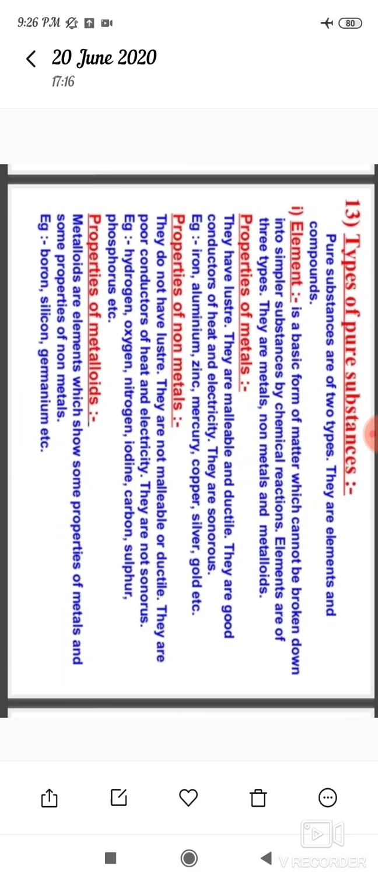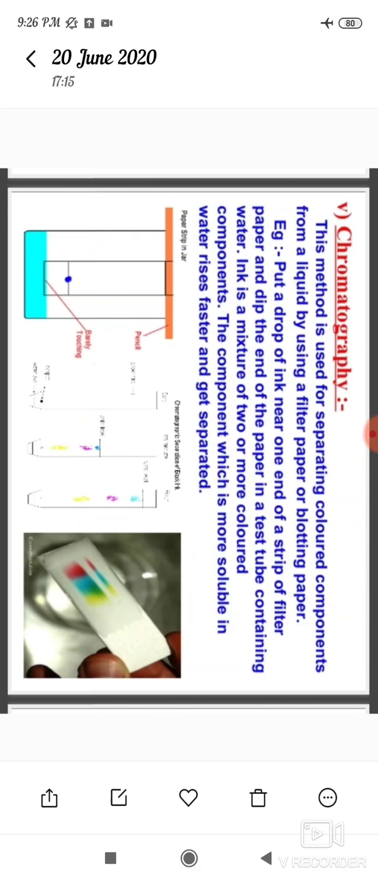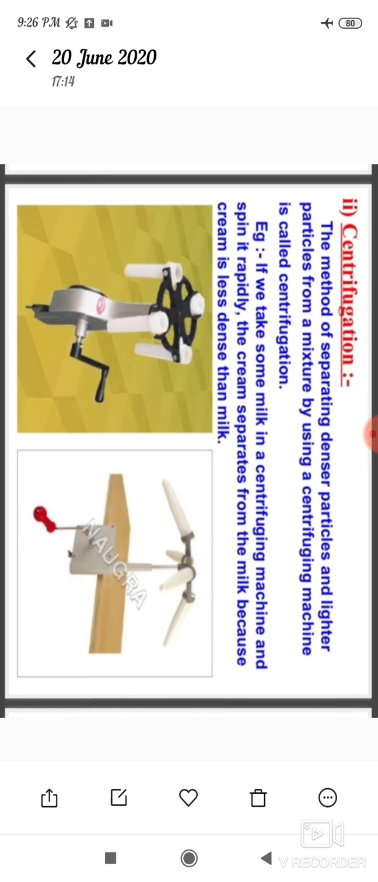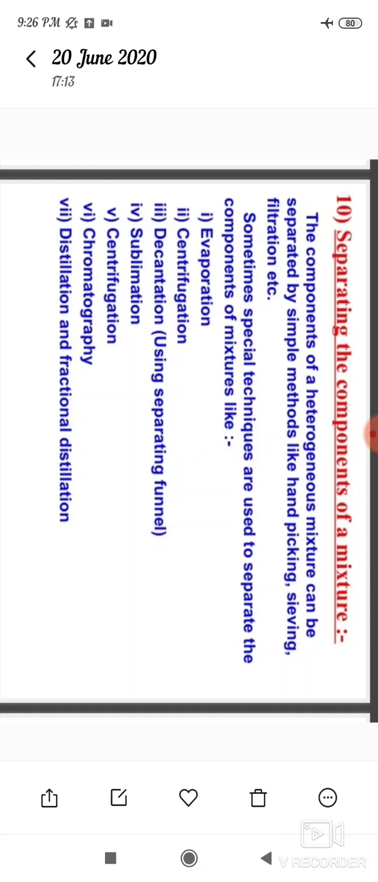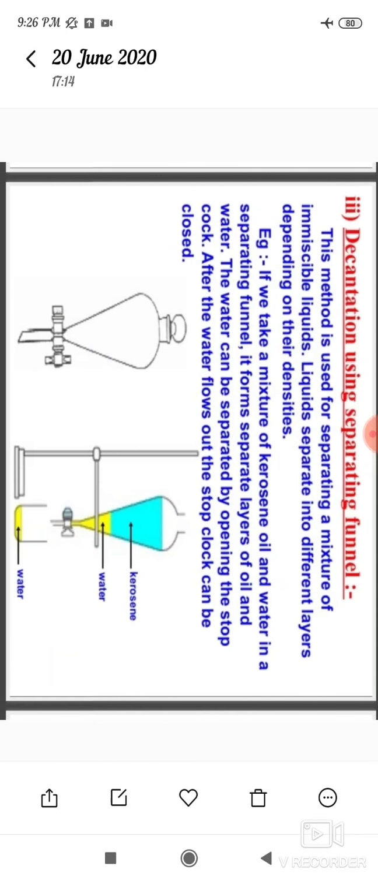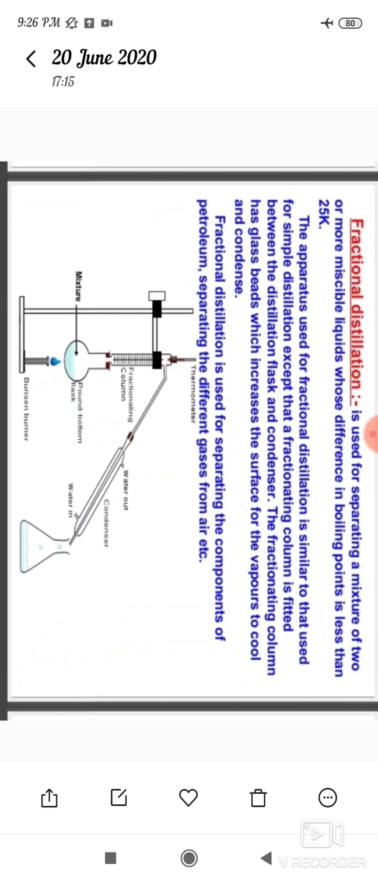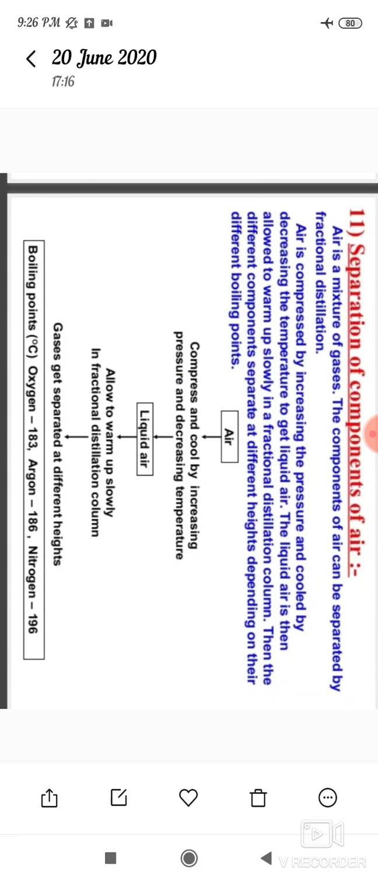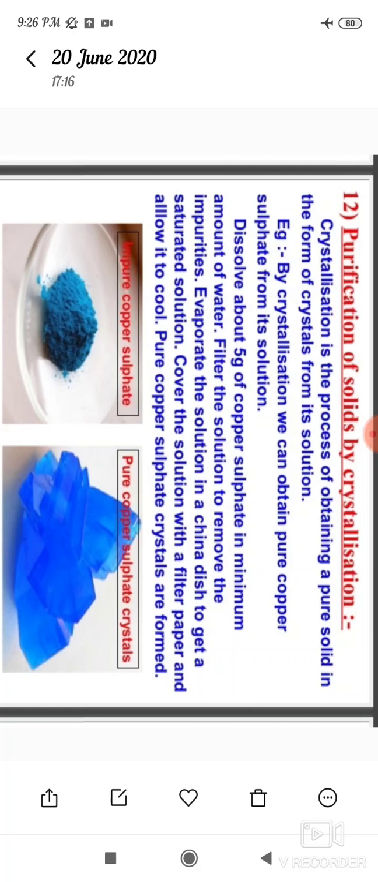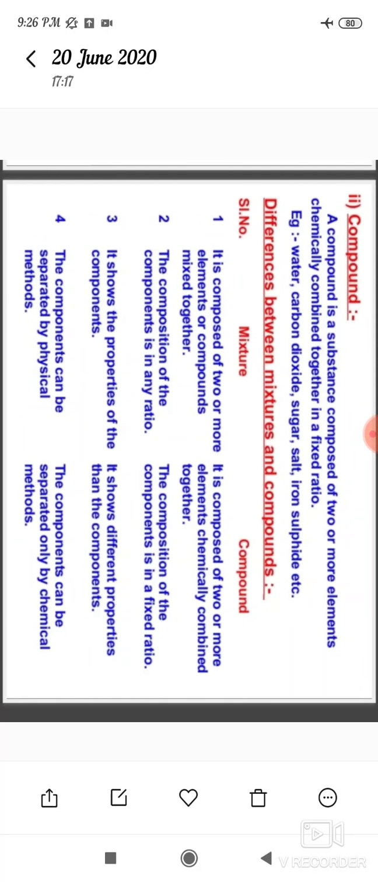Okay dear students, today we discussed the importance of separation of different components. Here we covered evaporation, centrifugation, decantation, sublimation, chromatography, distillation, fractional distillation and separation of components of air, purification of solids by crystallization, types of pure substances, and then compounds, and differences between mixtures and compounds.